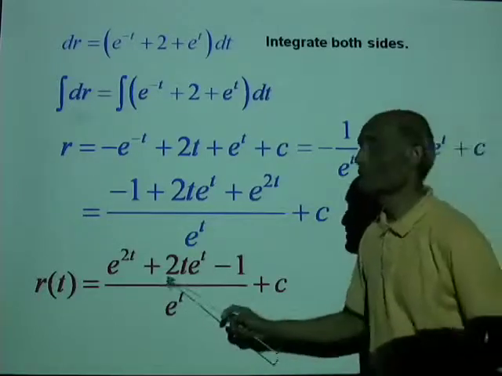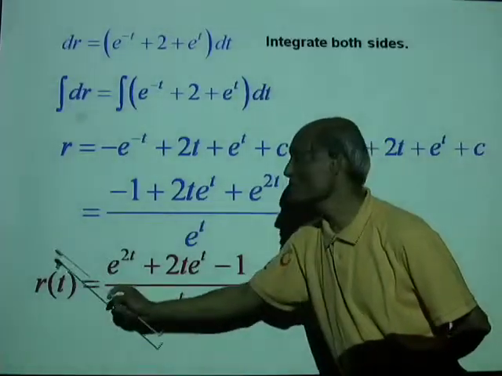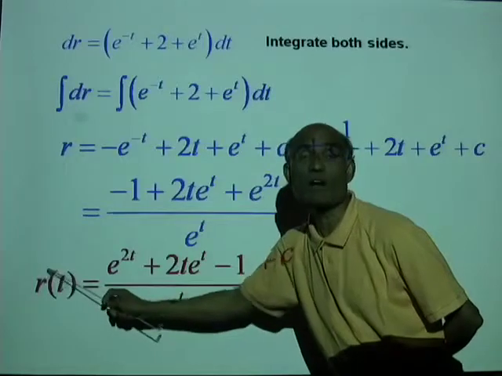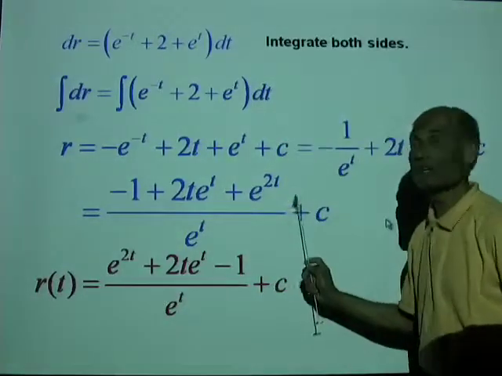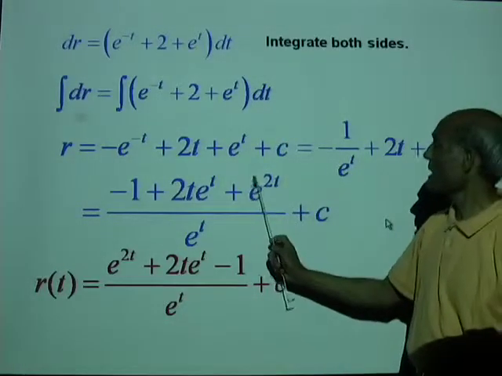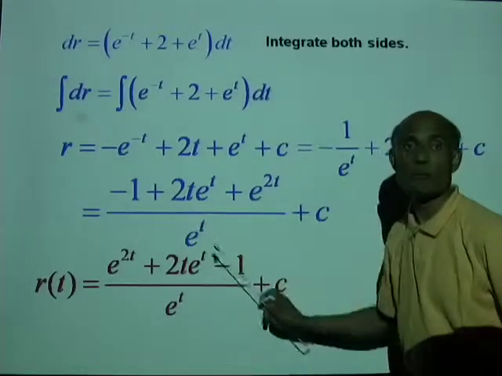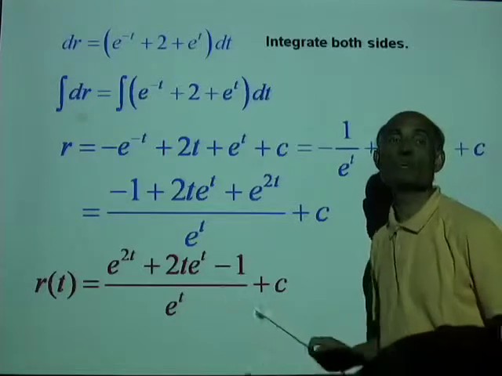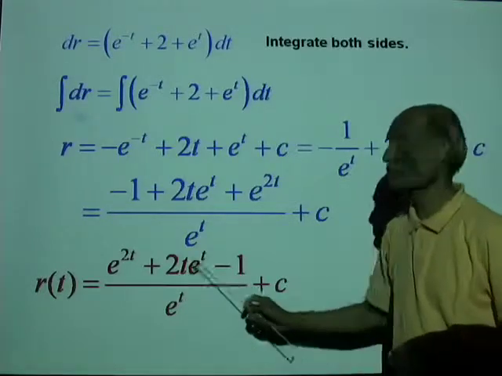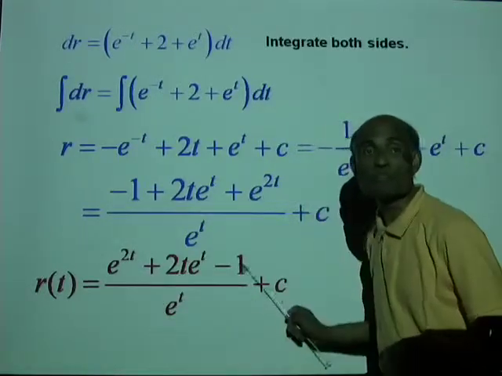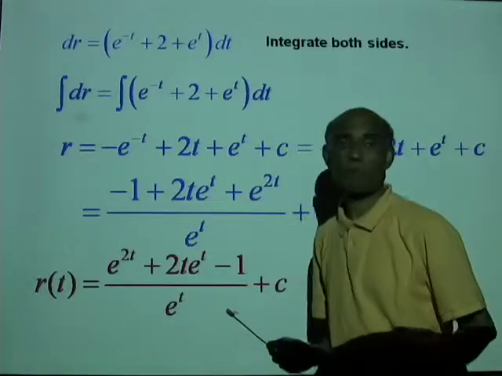And therefore, your solution for the differential equation is r of t, r as a function of t, is, write it like this, e to the power of 2t plus 2t e to the power of t minus 1, all over e to the power of t, plus c. And this is the best way to write that answer.